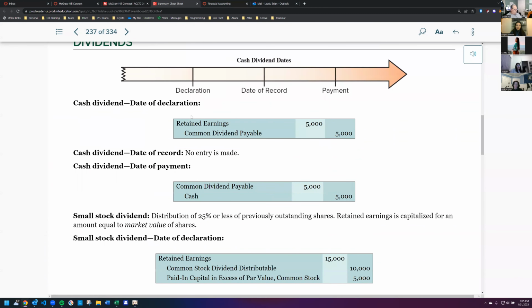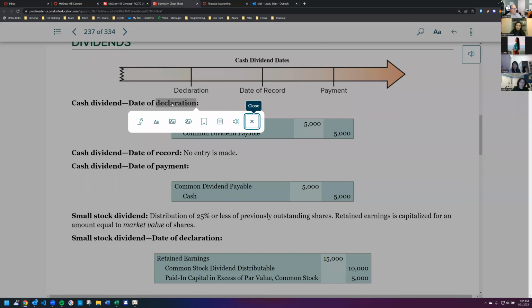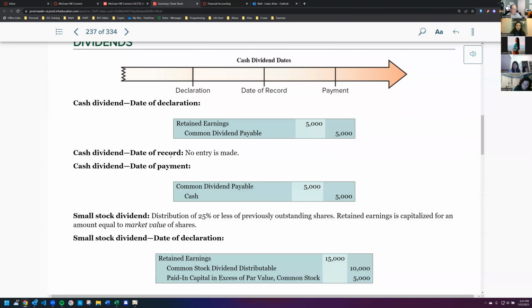You will get some questions on the difference between when it was declared, when it was recorded, and when it was paid. I think you've probably seen that in a quiz question or two. So you want to be careful about, when in the problem, recording it when it was declared versus the date recorded and the date paid.